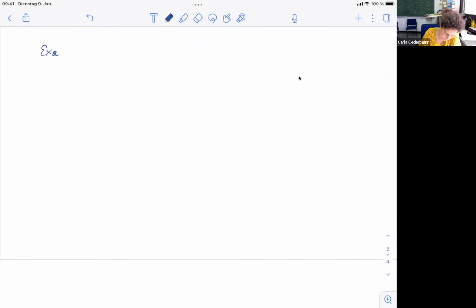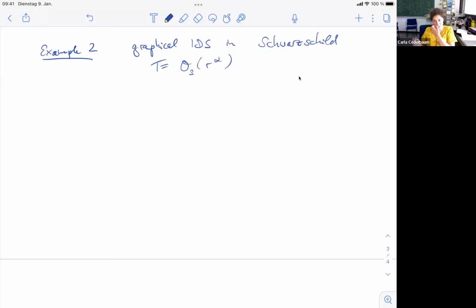So example 2, we will look at the graphical initial data sets in Schwarzschild. And they will also become important later for understanding why the center of mass is so complicated to define. And I will assume that the graph function t is of order r to the alpha, including 3 derivatives. Okay. And so I'm recalling that the components of the induced metric on the graphical hypersurface can be computed as gij minus n squared di t dj t.